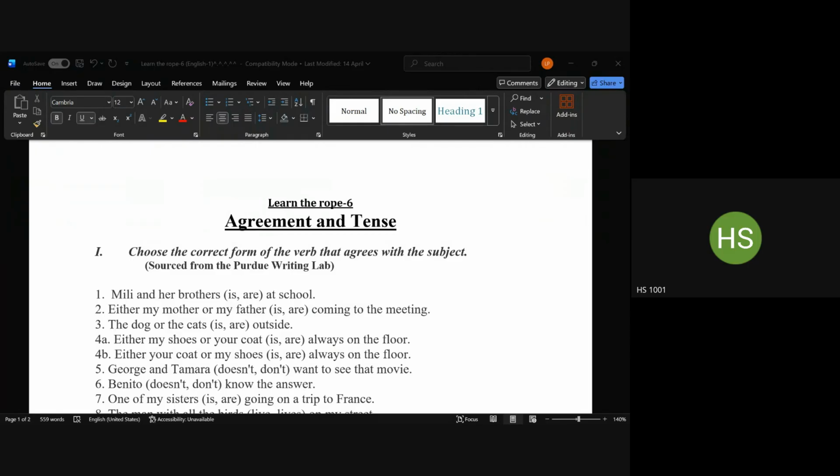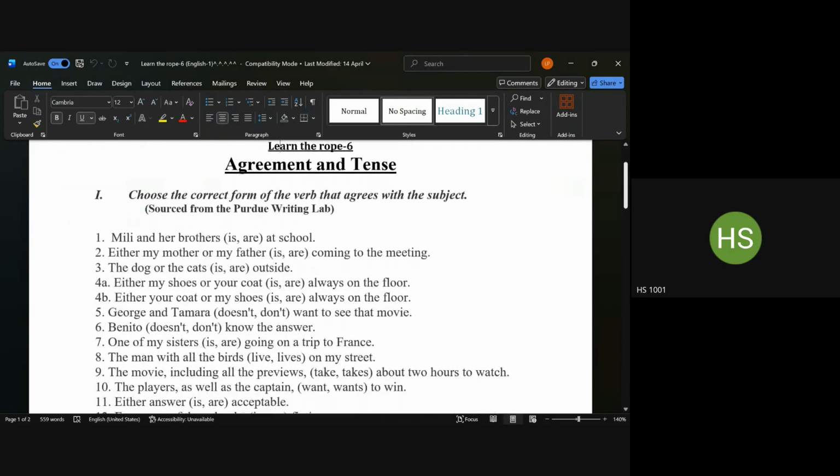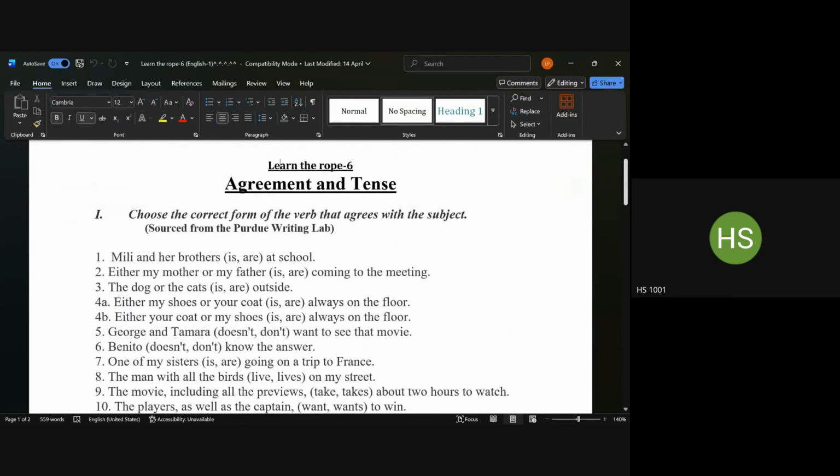We'll be looking at agreement and tense for today's class. You have subject verb agreement, right? In the syllabus, I think you have subject verb agreement. We'll discuss this. Most of what we are going to discuss today, I am going to be focusing on one aspect mostly, which is the subject part of it, right?